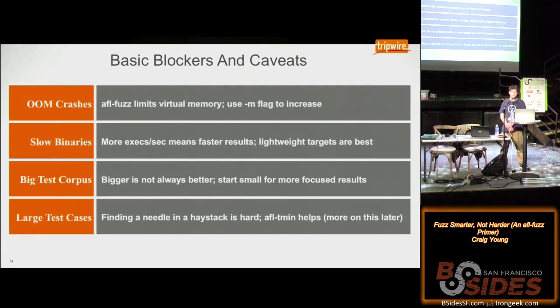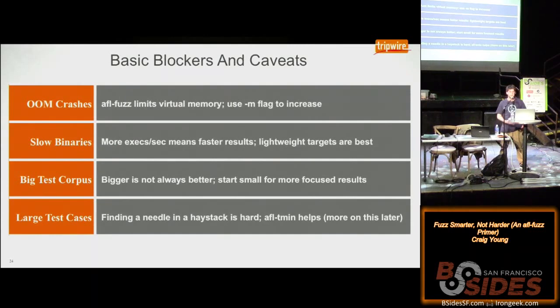If you're fuzzing something that's really a slow binary, that's going to be a big problem here too, because in case you haven't noticed, the whole idea here is that we're trying to execute the program as many times as possible to try and identify these new states. So slower binaries means less executions per second, means less interesting test cases, means less vulnerabilities that you're going to find.